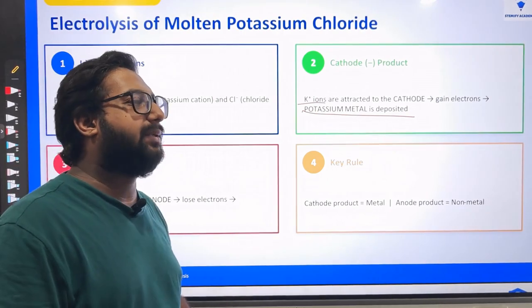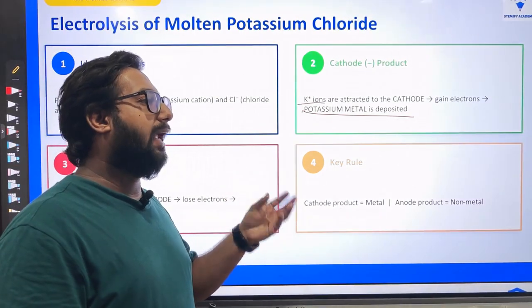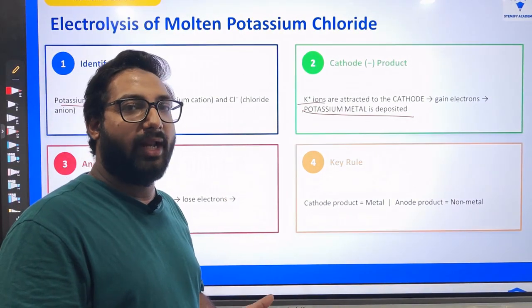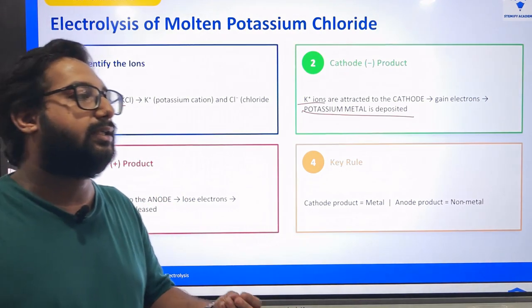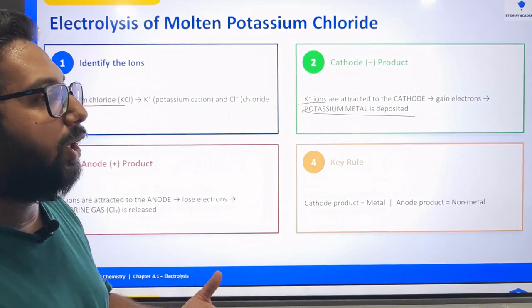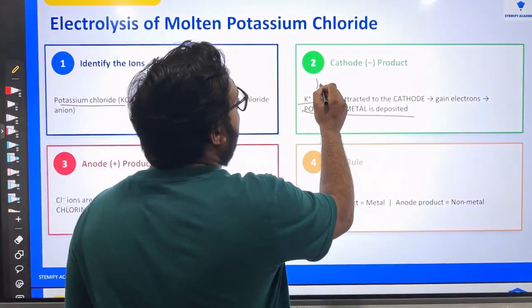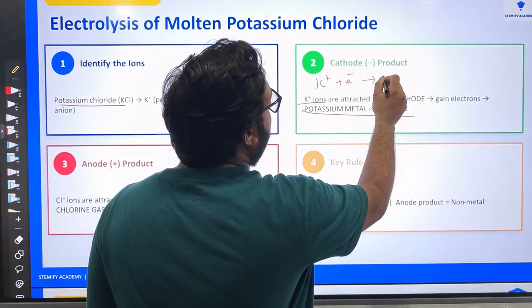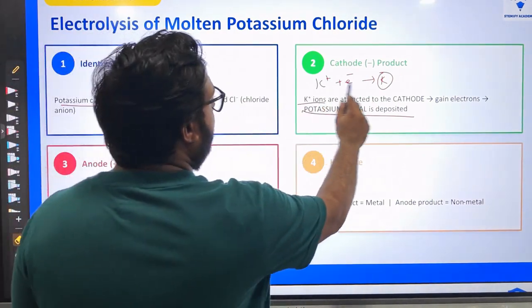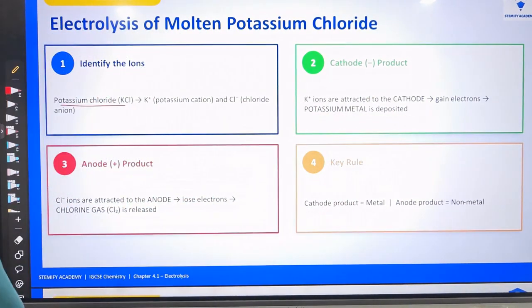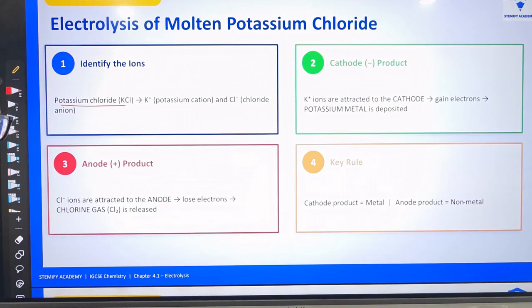What happens basically here is the K+ ions try to get neutralized. So K+, to become neutral, accepts electrons, or you can say it gains electrons. When K+ gains electrons, it becomes potassium metal. So potassium metal is deposited at the cathode.